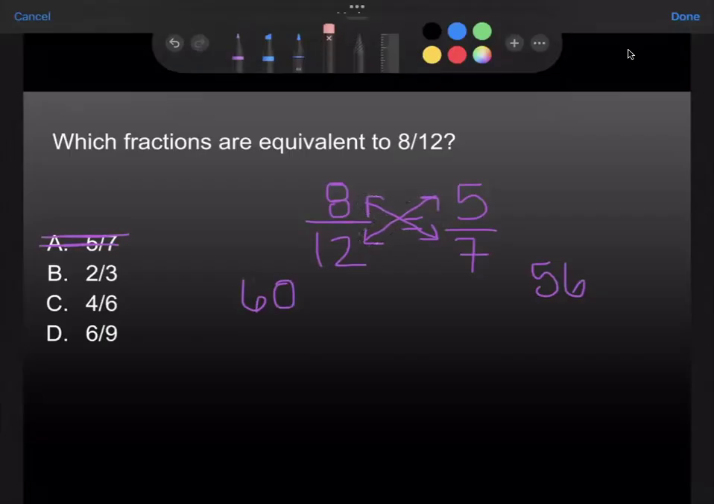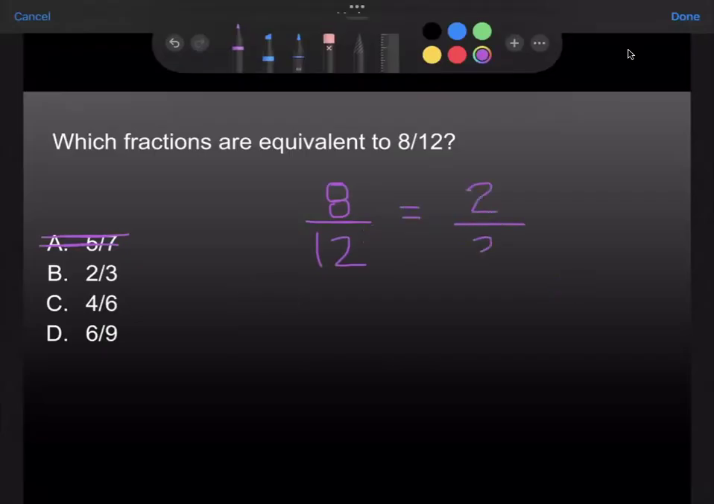Oops, let me just erase this here. Okay, let's do, oh no, why did I erase the 12? Let's try that again. Okay, let me erase these. Okay, so I'm going to leave the 8/12, but this time I'm going to put 2/3 to see if this is equivalent. So I'm going to use cross multiplication, which means I'm going to do 8 times 3, which is 24. And then I'm going to multiply 2 times 12, which is also 24.